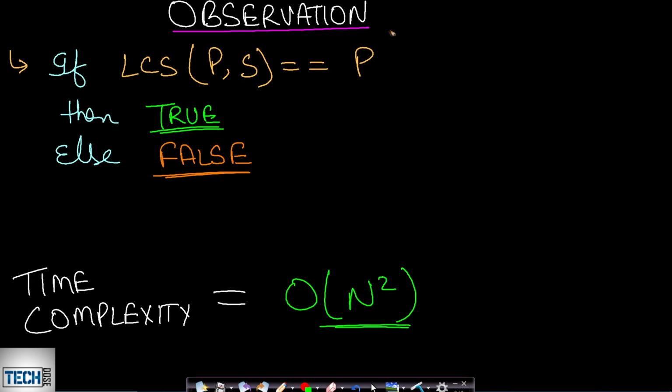So this is a simple observation. If you can observe it, then you can solve it very easily. If the LCS of string P comma S is equal to P, then we will be returning true, otherwise we will return false. So you can watch the entire video on LCS, and I have also covered some of the variants on LCS. You can watch all those videos. It will give you the intuition for solving this problem.